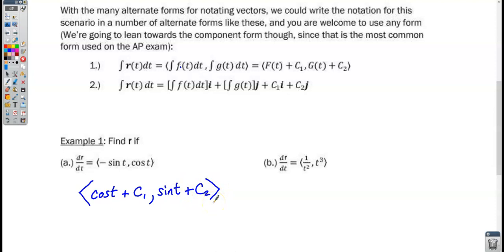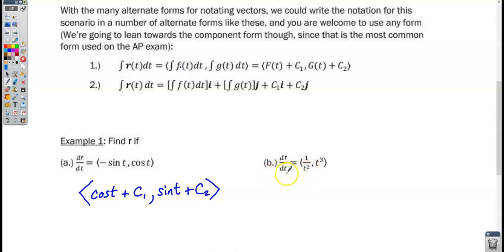Now you folks who know me well know that I am loath to subscript my constants of integration, but when I do these with vector-valued functions, I'm going to do that because I have multiple constants going on at once. Instead of a constant that's changing to a different constant, it's multiple constants going on simultaneously, so I will subscript my constants in this situation.